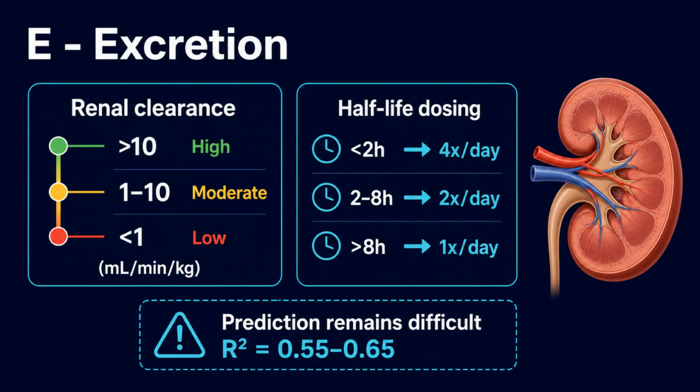For excretion prediction, renal clearance measures kidney drug removal rate. High clearance means rapid excretion. The half-life determines dosing frequency. Very short half-life needs multiple daily doses, moderate allows twice daily, and longer half-life enables once daily dosing. Half-life prediction is challenging because it depends on multiple pharmacokinetic parameters.